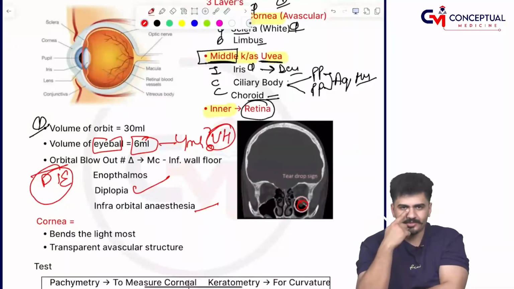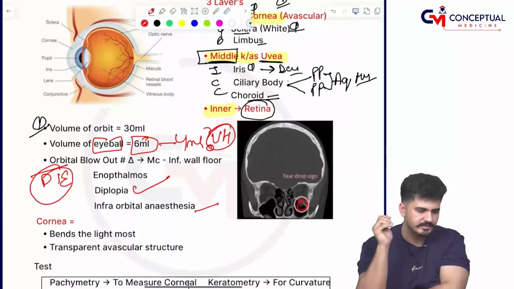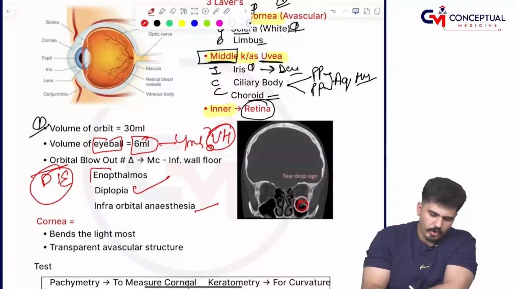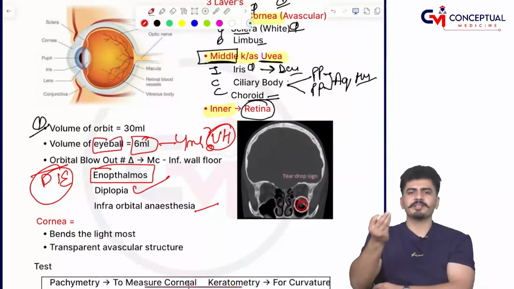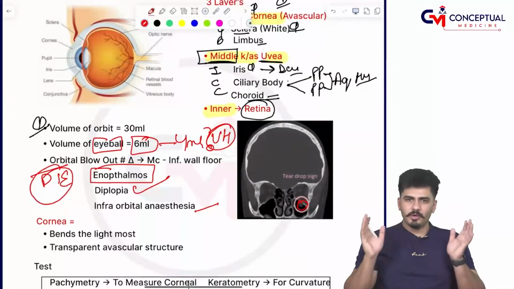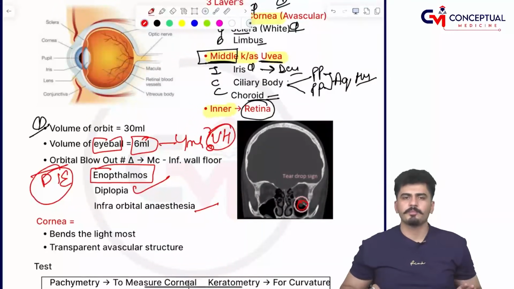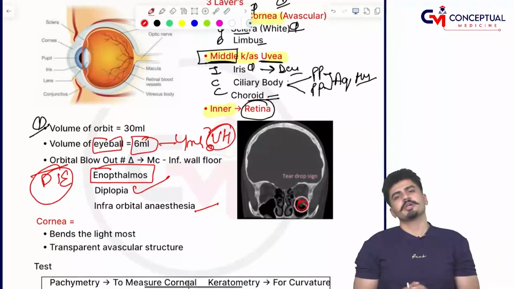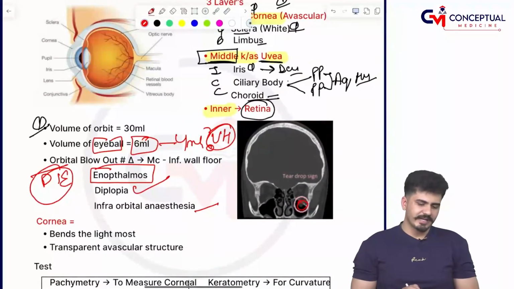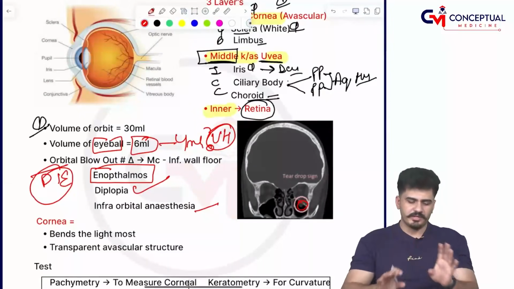Wherever the punch is going to go, there will be a numbness. This is called infraorbital anesthesia. Then anophthalmos. The eye is going to go inside. Diplopia can happen, anophthalmos can happen, and also infraorbital anesthesia can happen in an orbital blowout fracture. Multiple times asked question in the exams.